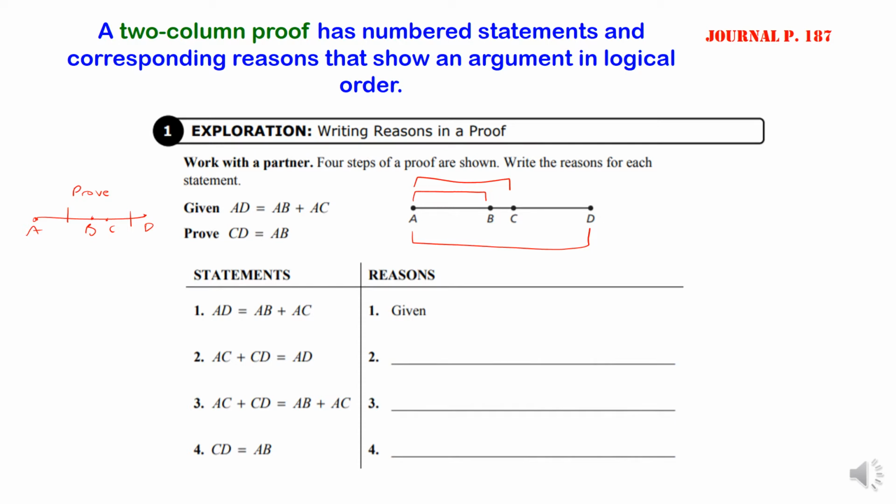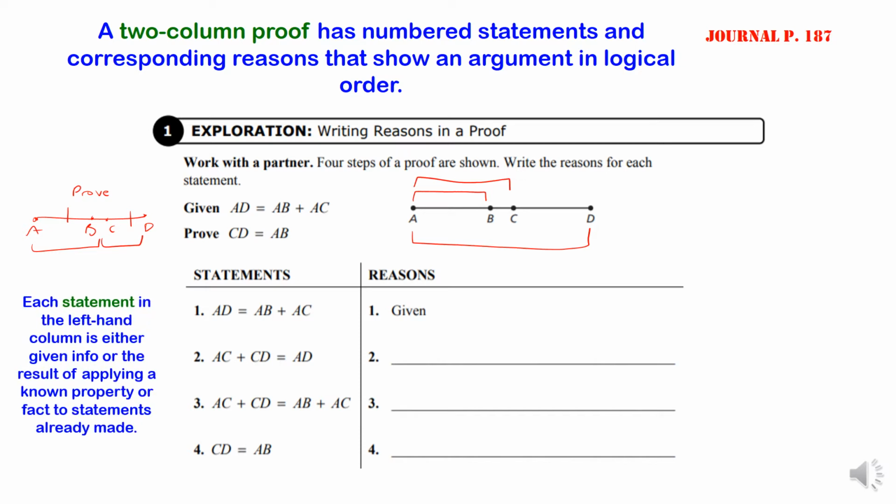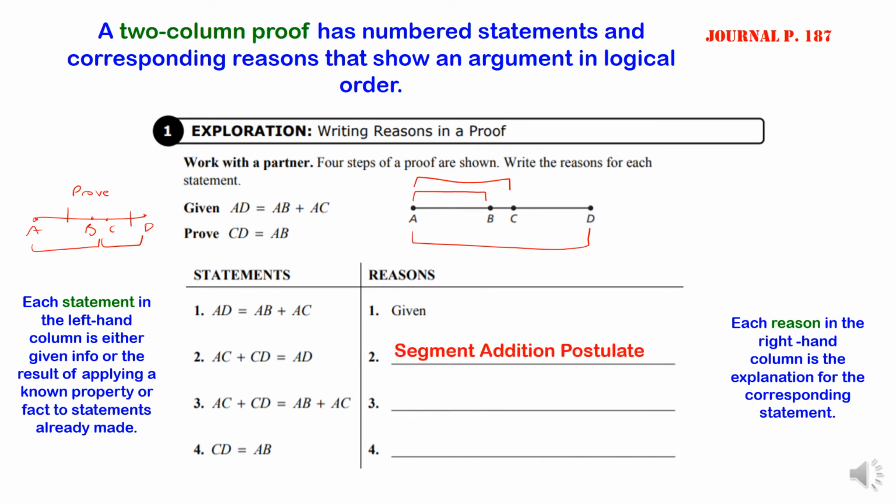The next thing they did was they said AC plus CD equals AD. So we look at our picture, AC plus CD equals AD. Oh, that's the segment addition postulate. We forgot to put those up. That's the segment addition postulate. There you go. Now we're going to put AC plus CD equals AB plus AC.